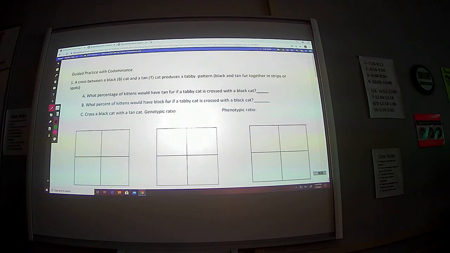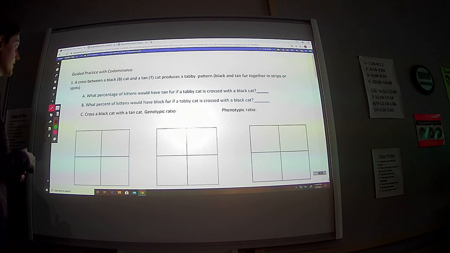Alright guys, today we're going to do some practice with codominance, and you actually don't have an assignment here. This is just a lesson for you. So with codominance, we are going to be using two letters. They're both going to be capital because they're both dominant, so there will not be any recessive. For this particular example, I'm going to be using the letters B and T.